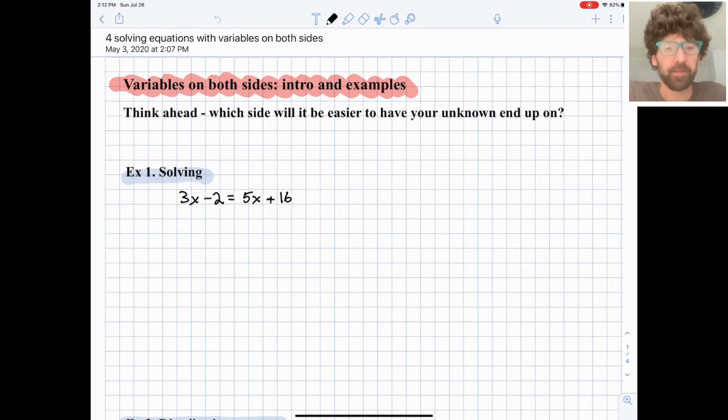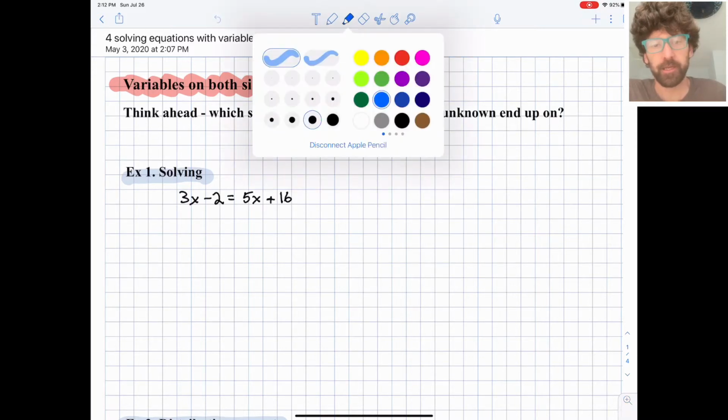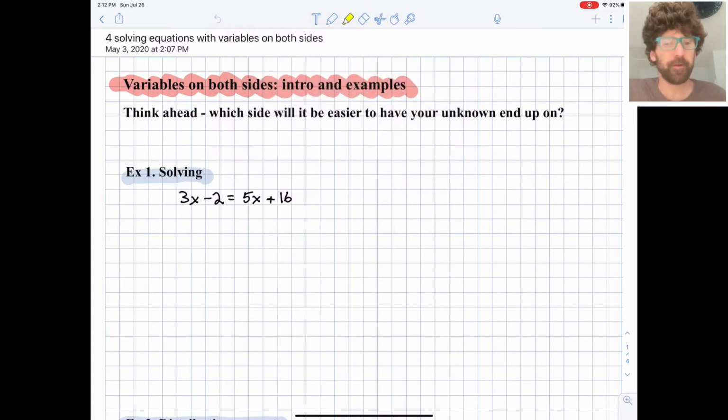All right, today we're going to be looking at solving equations where there are variables on both sides when we're starting out, okay? And the tip I have for you is to really think ahead about which side it will be easier to have your unknown on and end up on. It doesn't matter. X could end up on the left or the right. You could have your answer equals X, or you could have X equals your answer. Those are the same, okay?